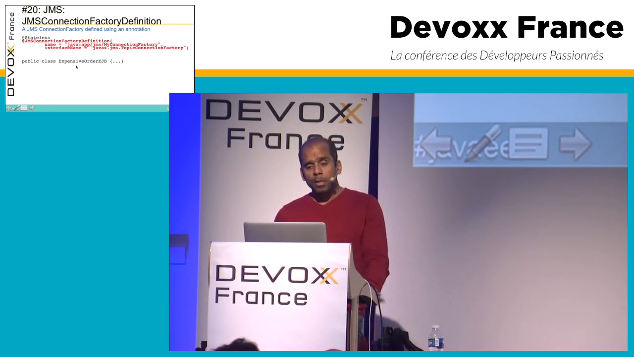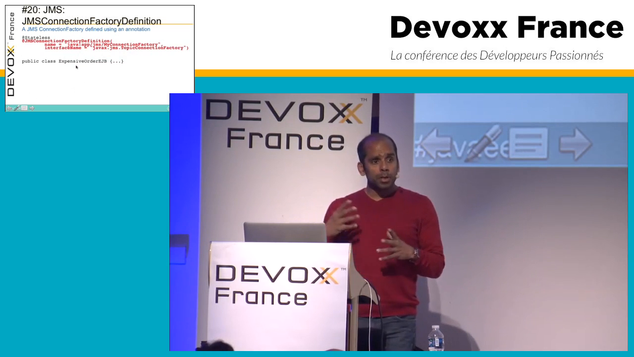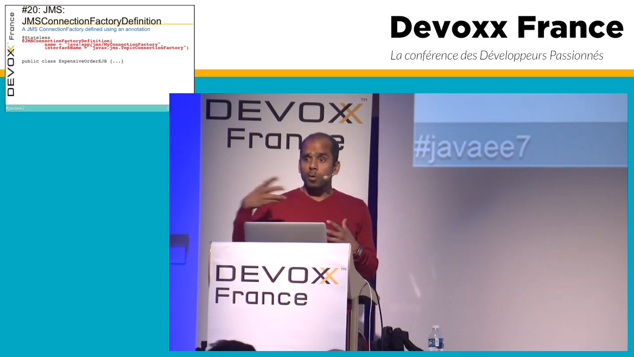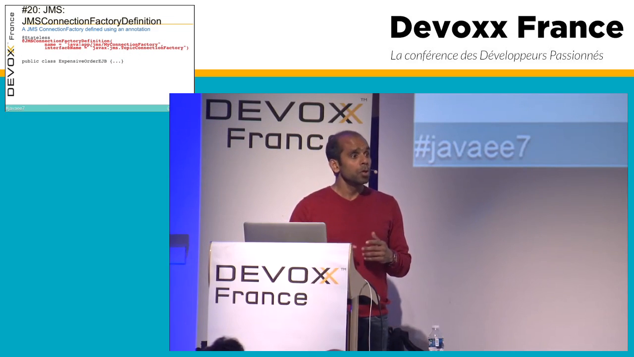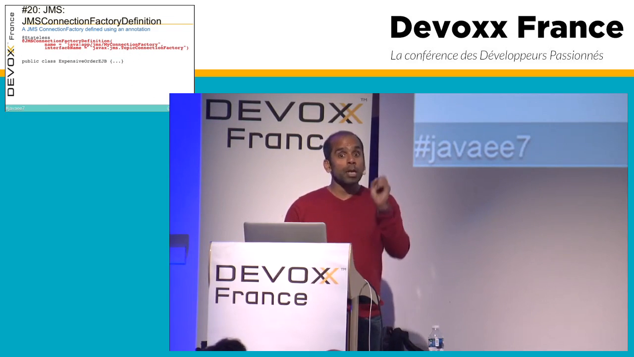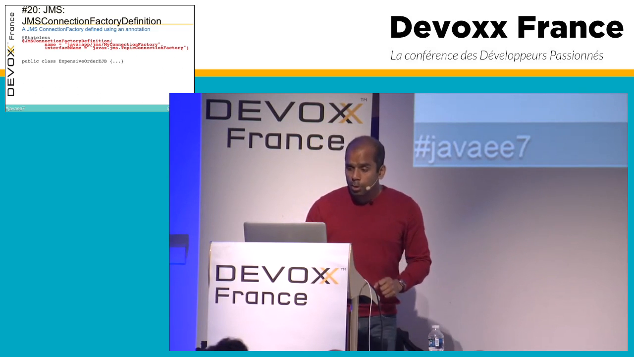Now, one of the typical issues with JMS is when you give your WAR file or EAR file, which actually has a JMS queue, you will typically give a deployment script: create this JMS destination and queue or topic. Now, this annotation will simplify that.